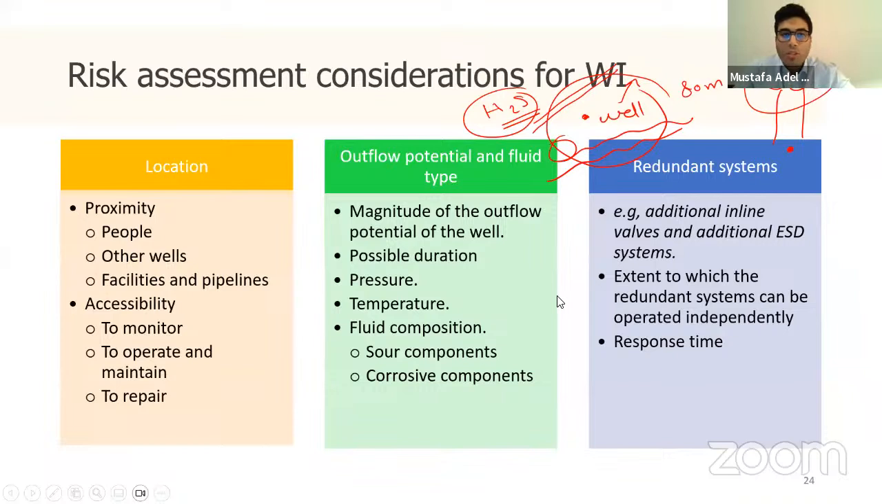The third element you look at when you do a risk assessment is redundant system. Do these wells have redundant systems that you can rely on to operate the wells? Do they have actuated valves? Do they have emergency shutdown system or not? So wells that have emergency shutdown systems, you can usually treat them with less risk than wells that don't have emergency shutdown systems on them.